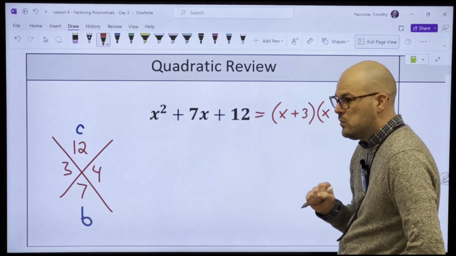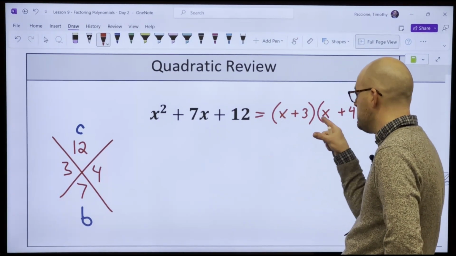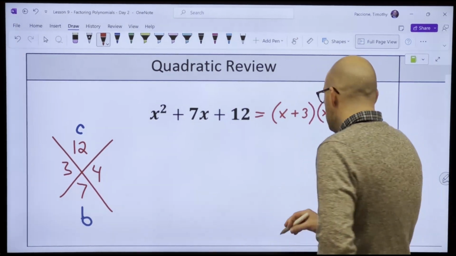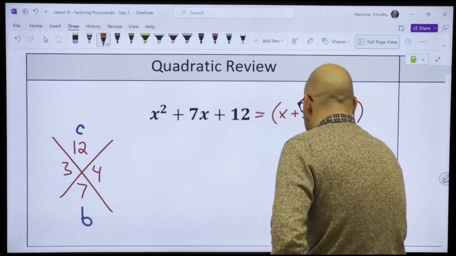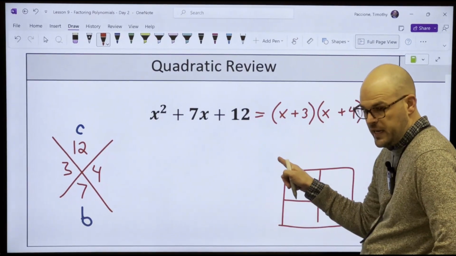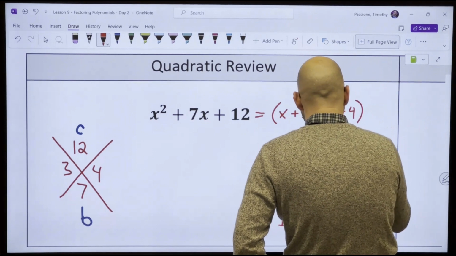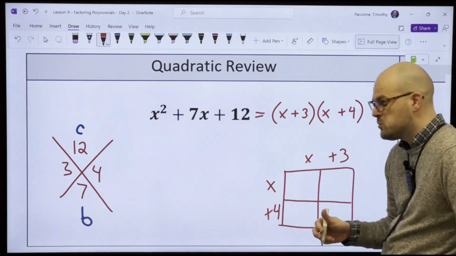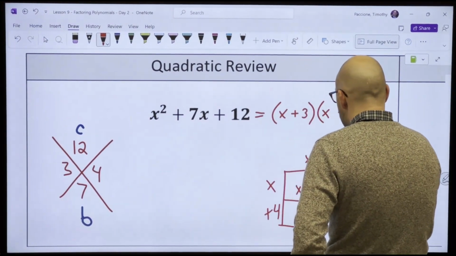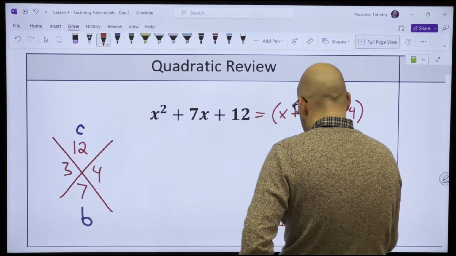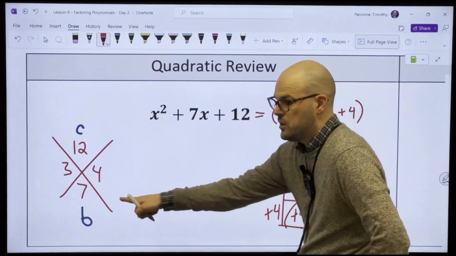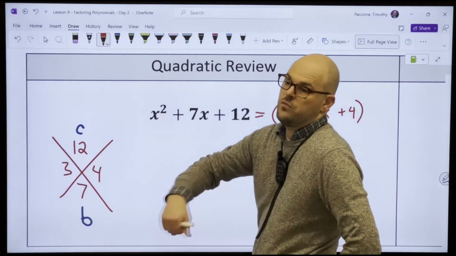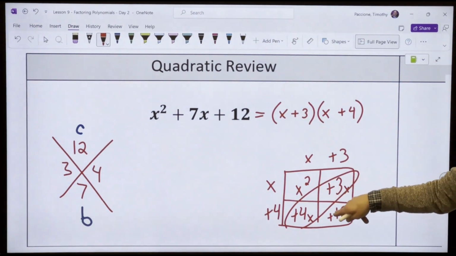And the first part of FOIL, the first part of box method, would be this times this, which is x times x, which has to give me x squared. That's why we put an x in there, right? And we'll prove it, right? If I did box method to prove that I got the right answer, I would go x plus 3 and x plus 4. The first thing I would do is x times x, which gives me that x squared I'm looking for, plus 3x plus 4x gives me that 7 I was looking for. And then 4 times 3 gives me that 12 I was looking for. That's why we do magic x. It's all part of this process, right?